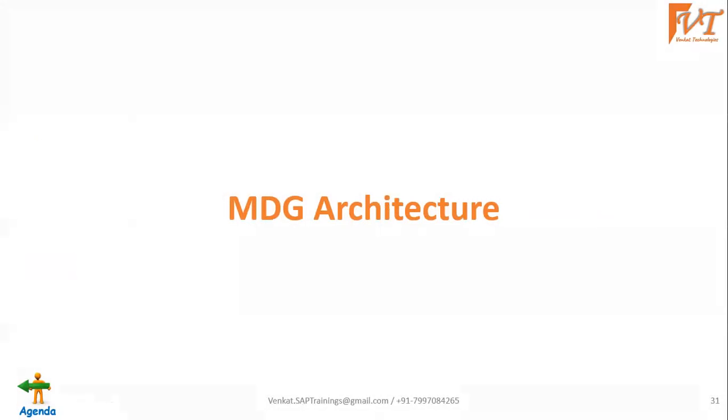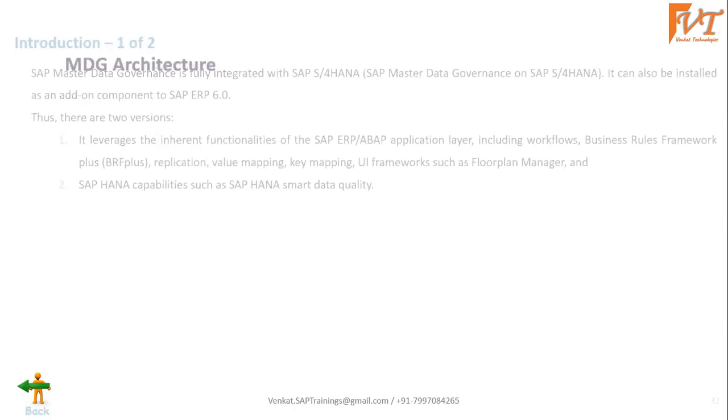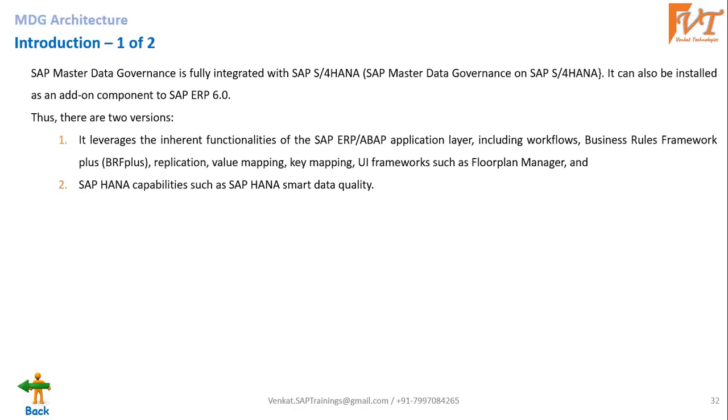So what is a typical MDG architecture? This is just some theoretical portion. MDG is fully integrated with S4HANA. This we had already discussed. And it can also be installed on ERP, I mean ECC, but the version should be ERP 6.0. It is the minimum allowed version to get installed on the ECC system. And there are two versions likewise: one is MDG on ECC and one is MDG on S4HANA.